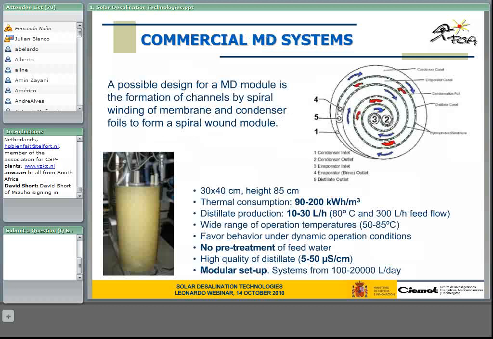And the advantage of this is that we have a very wide range of temperature. We don't need one specific temperature, but the system works at any temperature. The point is that the higher the temperature, the better the performance. Also, there is another advantage: we need very little pretreatment. The quality of the distillate is very high, and we can have a very modular system, like reverse osmosis, just putting a number of these devices in parallel.